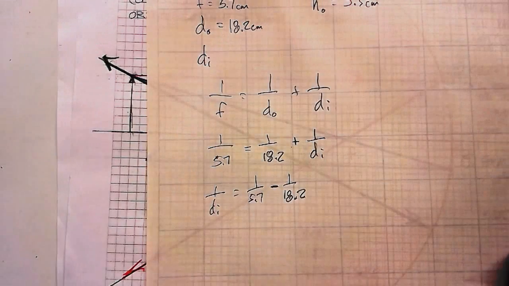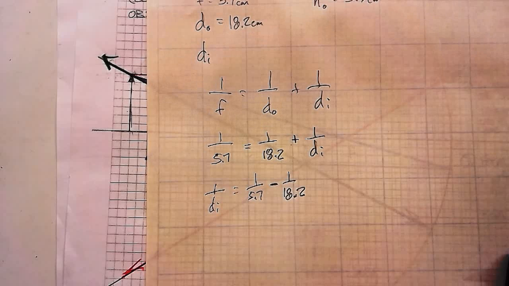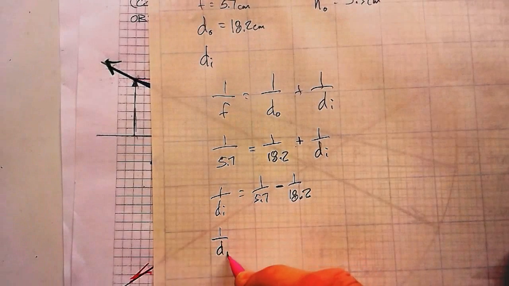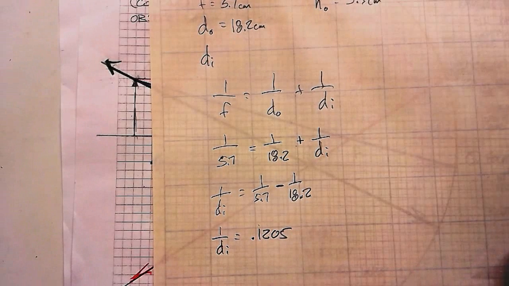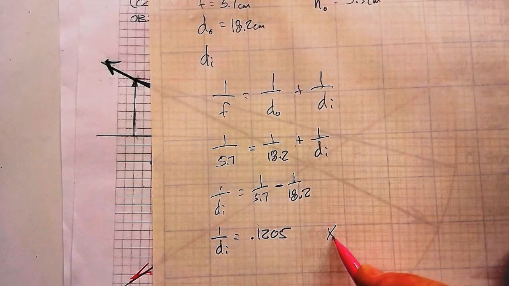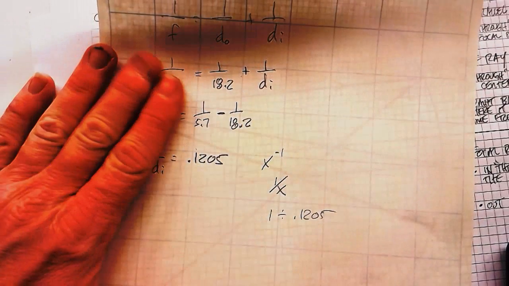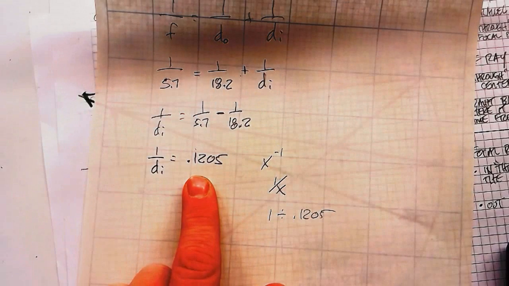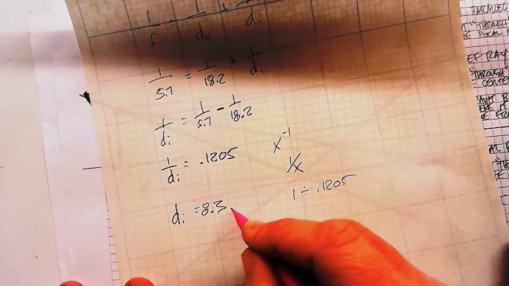I use the inverse key, and I probably won't be able to show that on the video. So 1 over 5.7 minus 1 over 18.2, and then you'll have 1 over image distance equal to 0.1205. Do not forget to flip it right side up again, because this number 0.1205 is equal to 1 over the image distance. You can use the inverse key, or just do 1 divided by 0.1205. All of these will do the job, but we have to flip that right side up again. So boom, I get 8.29, or 8.3 we'll call it. So I get an image distance of about 8.3 centimeters.